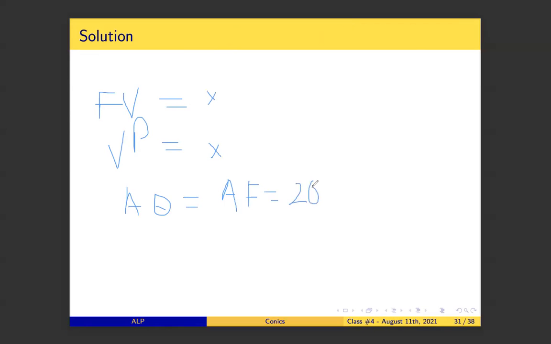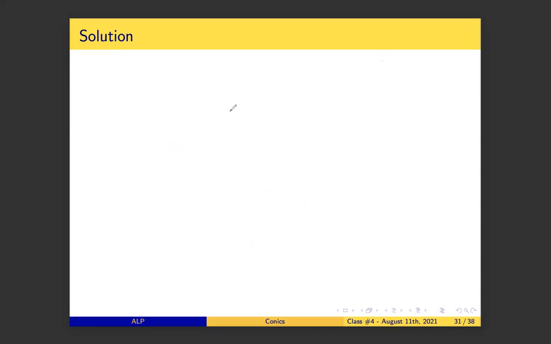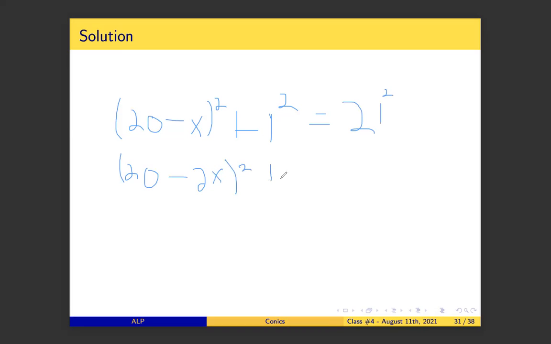Given this information, this just boils down to a geometry problem. Now we notice that the horizontal distance from F equals VY, which we're going to call this variable y. By the Pythagorean theorem, which I'm assuming you all know, we have two equations. The first is (20 minus x) squared plus y squared equals 21 squared. And the second equation is (20 minus 2x) squared plus y squared equals 20 squared.